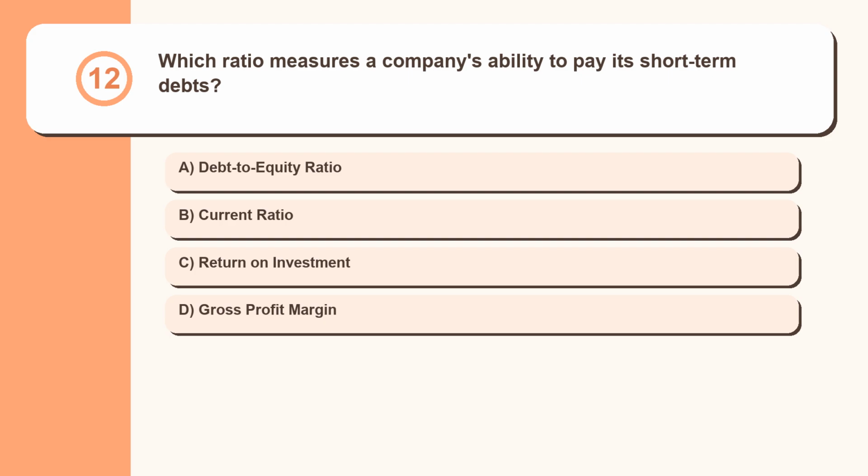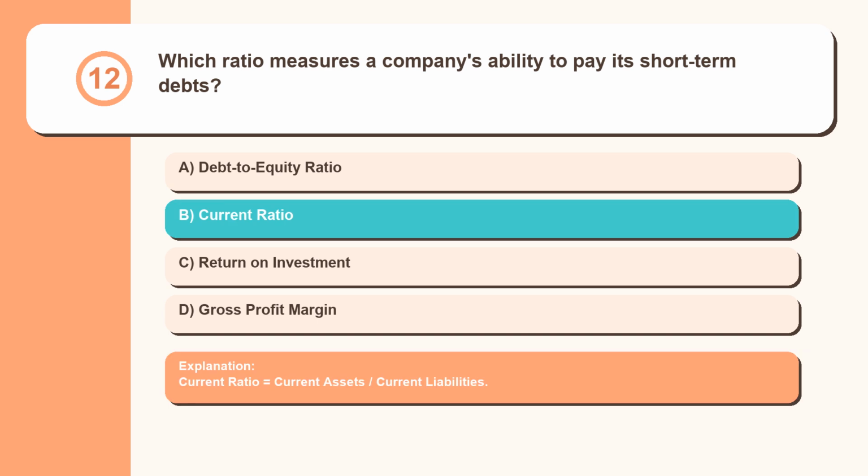Question 12. Which ratio measures a company's ability to pay its short-term debts? Debt-to-equity ratio, current ratio, return on investment, gross profit margin. Current ratio equals current assets divided by current liabilities.